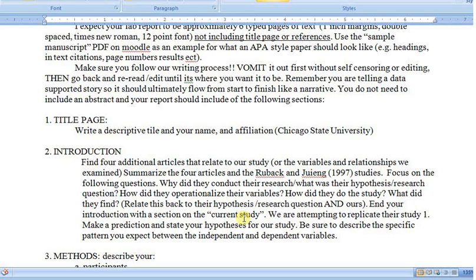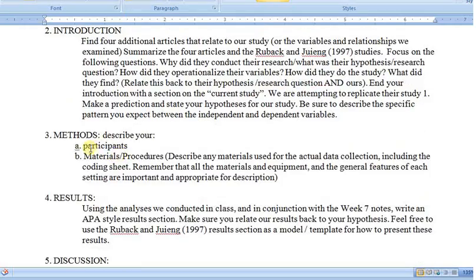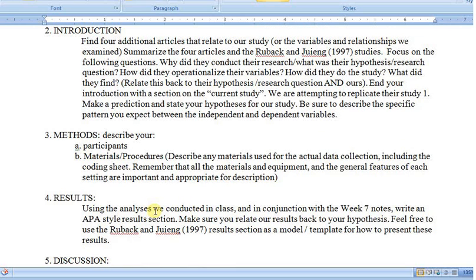So first thing you want to do is have a title page. Next thing you want to do is divide up the lab report by your group members. So there are 4 sections to this paper: the introduction, methods, results, and discussion. And so each group member, if you have 4 people, should take one section of the paper to work on individually.